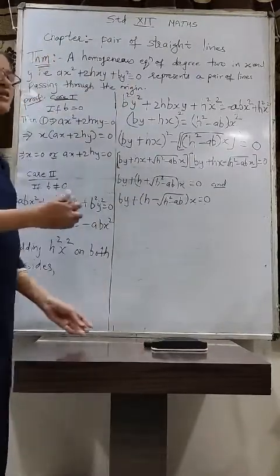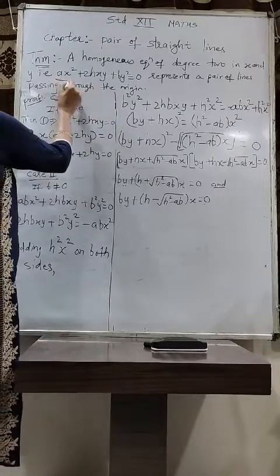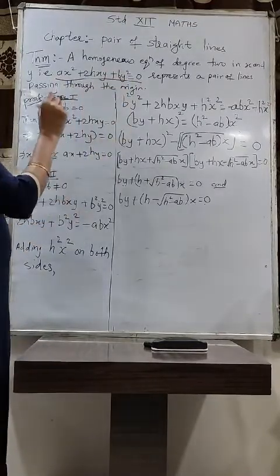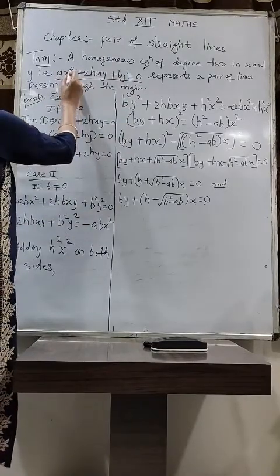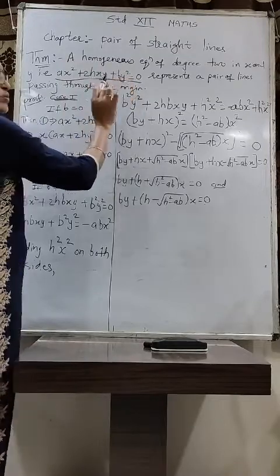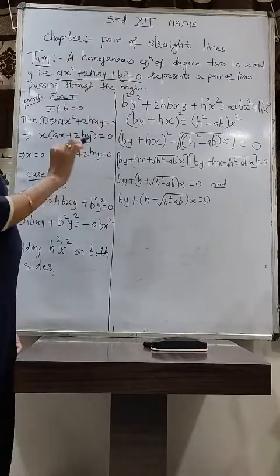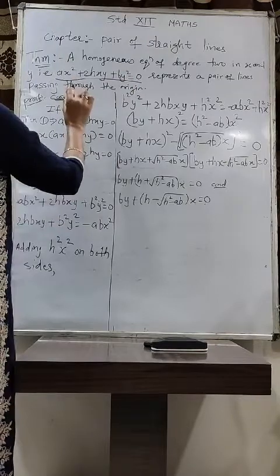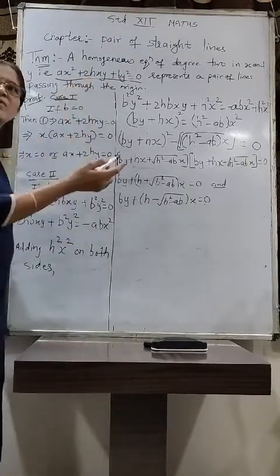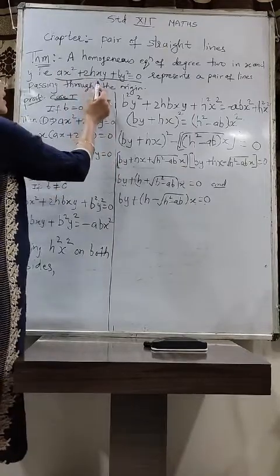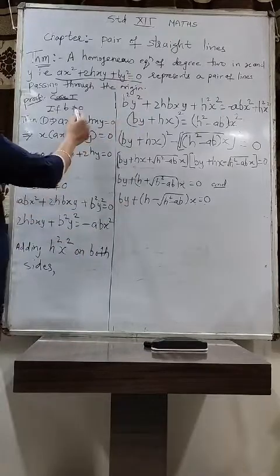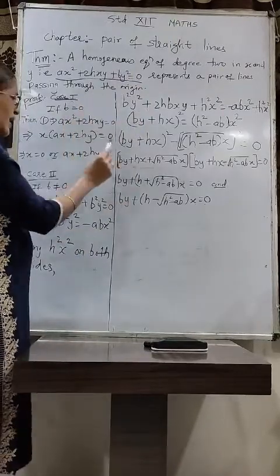Now a homogeneous equation of degree 2 in x and y is ax square plus 2hxy plus by square equal to 0. Here homogeneous means the degree of x is 2, the degree of xy is 1 plus 1, 2, and the degree of y is 2. Therefore it is called a homogeneous equation in x and y. Now we have to show that it represents a pair of straight lines. The simple equation we have to convert into two lines and say it represents a pair of lines. Now here we have to consider two cases, case 1 and case 2.